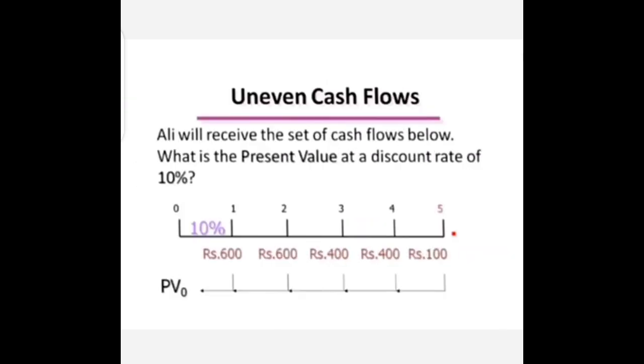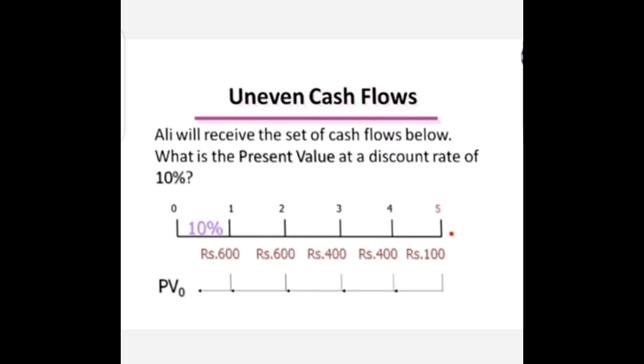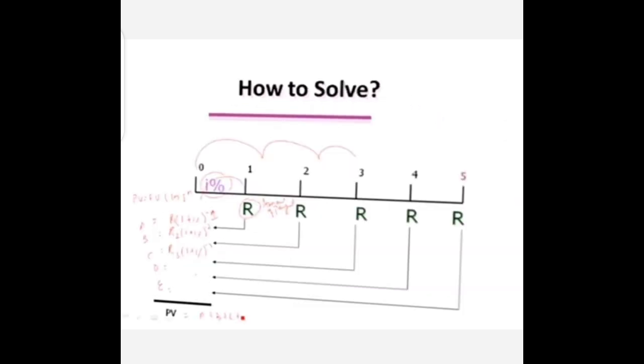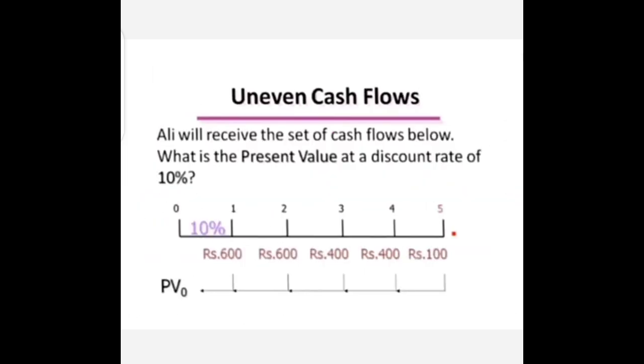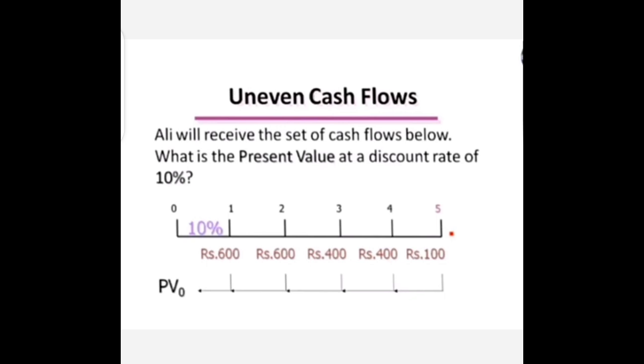So here is an example of uneven cash flows. Ali will receive the set of cash flows below. What is the present value at a discount rate of 10%? Here you see for the first 2 years Ali is receiving 600, and in the third year and fourth year Ali is receiving 400, and in year 5 Ali is receiving 100 rupees. So this is how uneven cash flows are used.